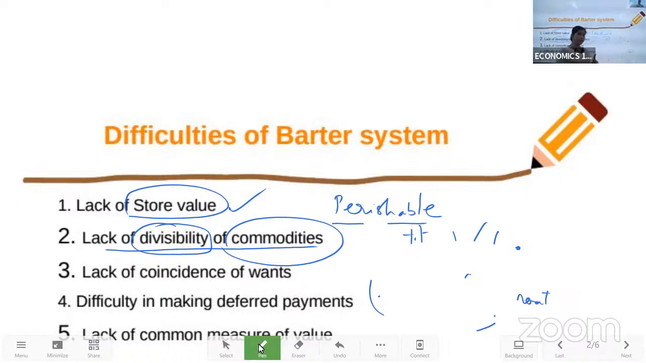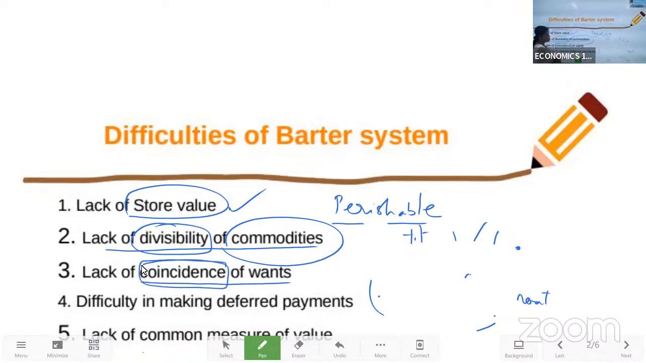The first one is that we cannot store value. It is not possible to store the value of perishable goods. The next one is that there are some commodities in which divisibility is not possible. I hope it's clear to all. Let's move on to the third one, that is the lack of coincidence of wants.